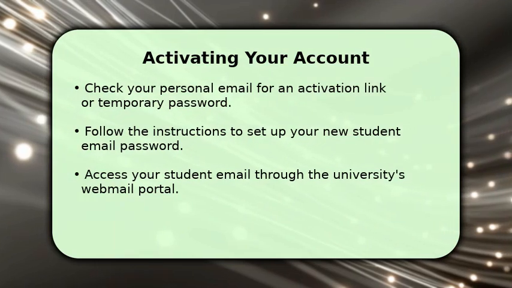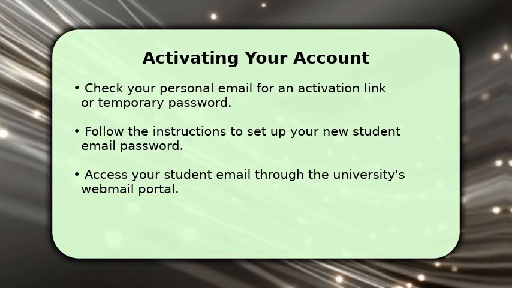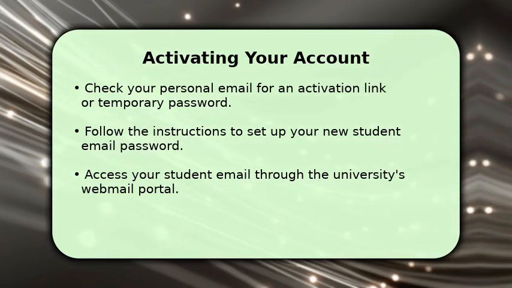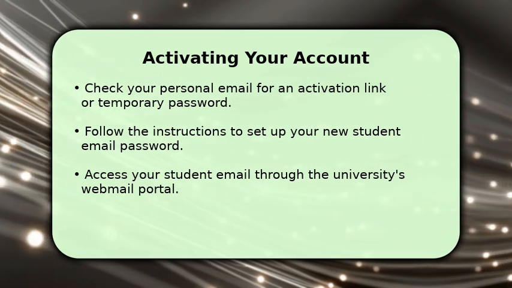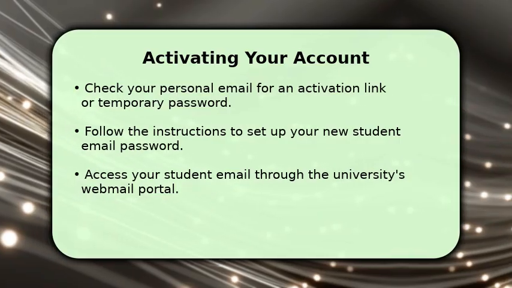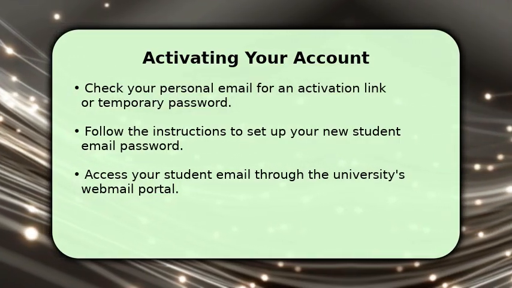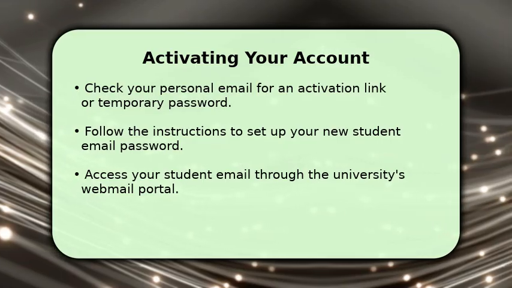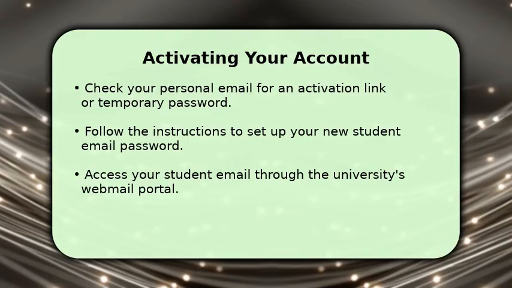Once you've submitted your application, keep an eye on your personal email inbox. You should receive an activation link or a temporary password from your university. Click the link or use the temporary password to set up a strong, new password for your student email account. Finally, you can access your new email through the university's dedicated webmail portal, usually found on their main site.